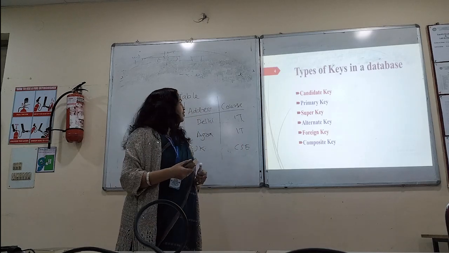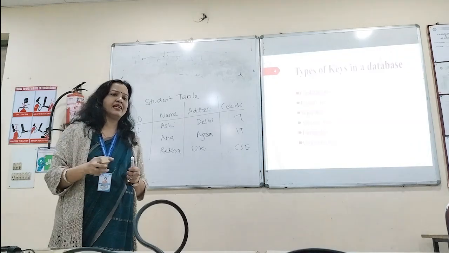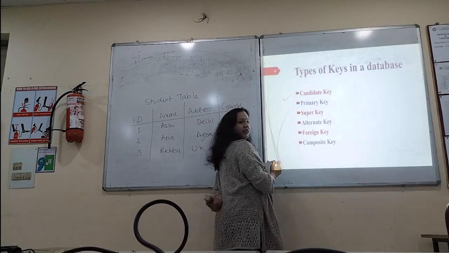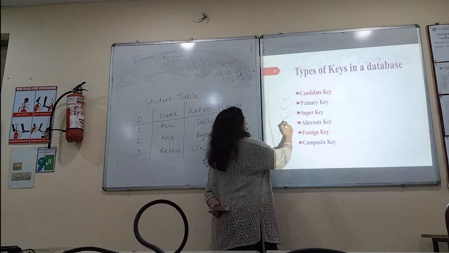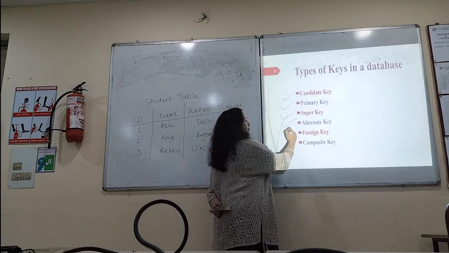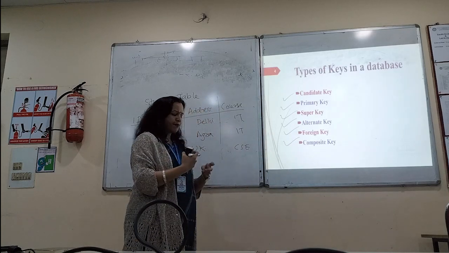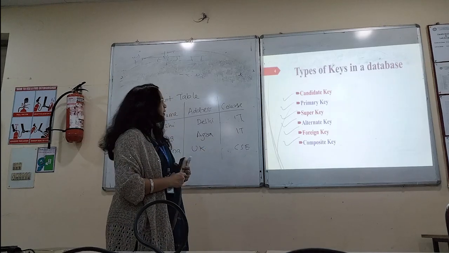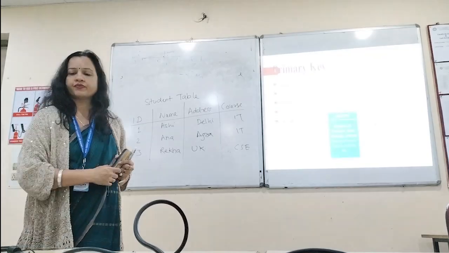So there are generally, or we can say broadly, six types of keys in a database management system. First one is the candidate key, second is the primary key, third is the super key, fourth is alternate key, fifth is foreign key, and sixth is composite key. All these are the broad terms that are used for different types of keys. We will see each key one after another.